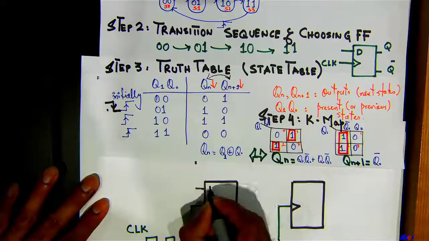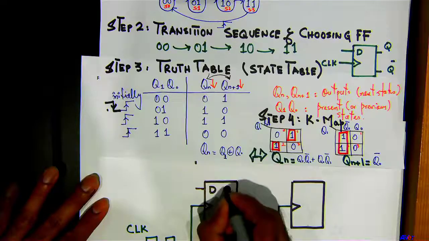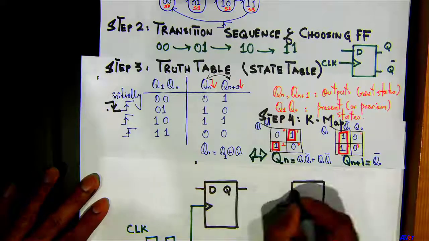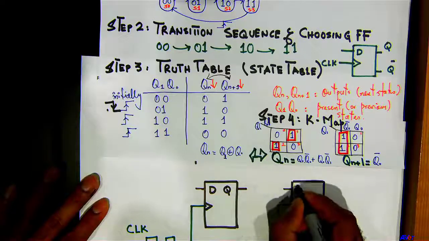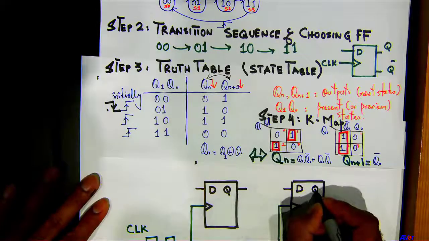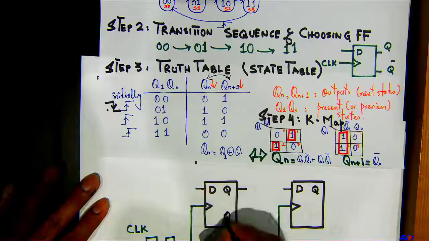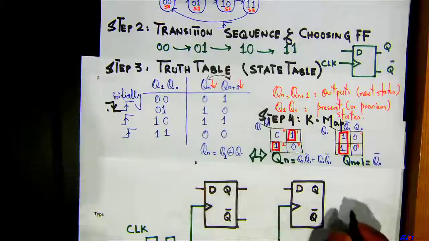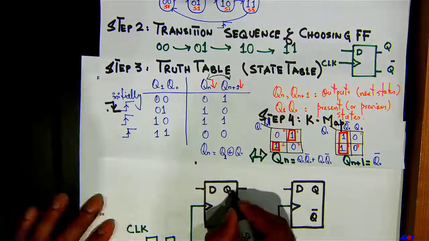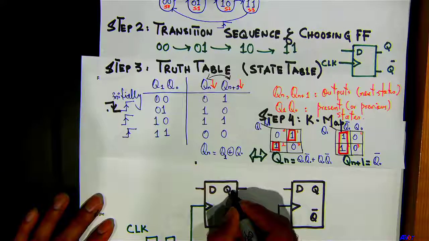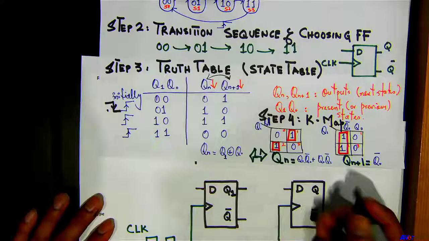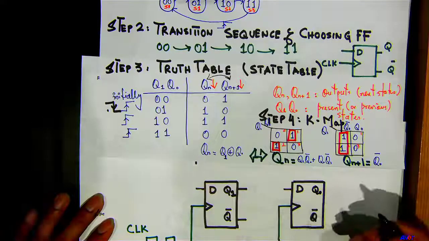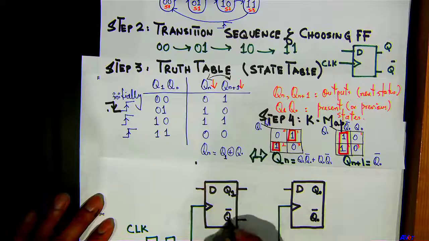I have my D here, I have my Q here, this is my Q bar right here. And just because we have two, I'll say this is my Q1 and this is my Q0. So this is my Q0 bar and Q1 bar.